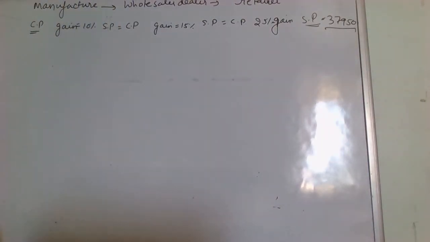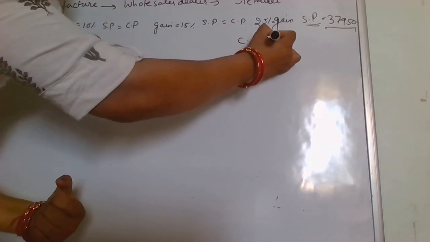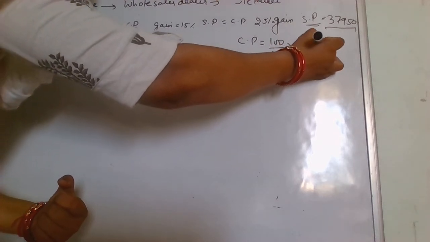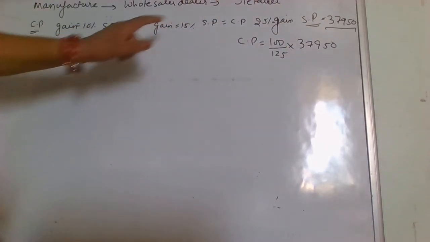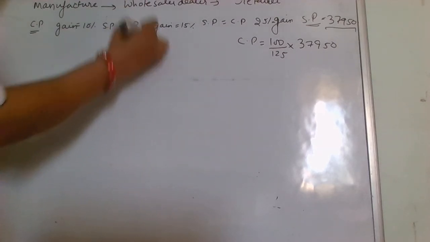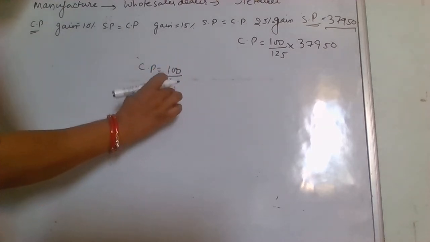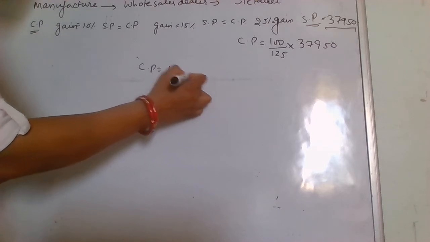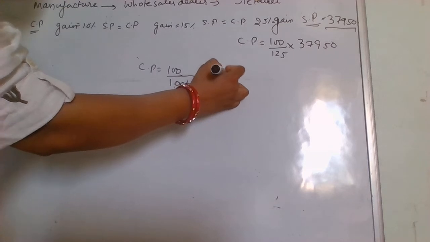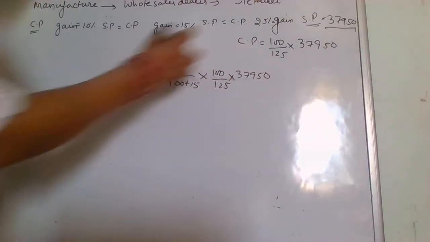So first of all, what you have to find out? Cost price of retailer. So cost price of retailer is how much? 100 by 125 into 37950. Then cost price of wholesaler. So the cost price of the wholesaler is 100 by 100 plus 15 into this selling price. I am not solving it, students. You can solve it on your own, 37950.